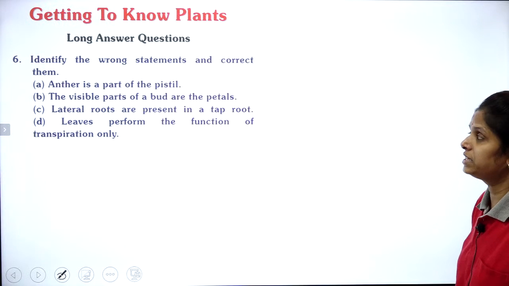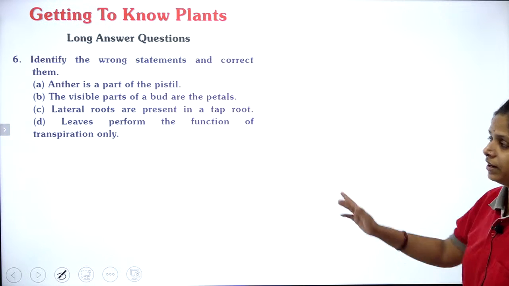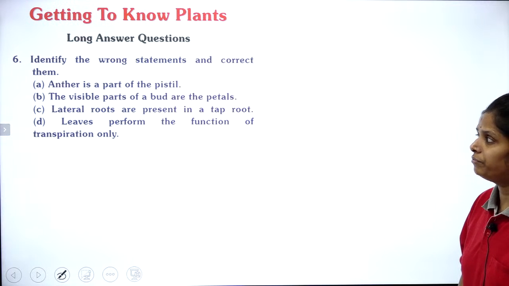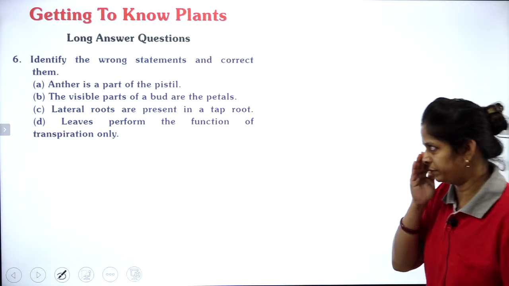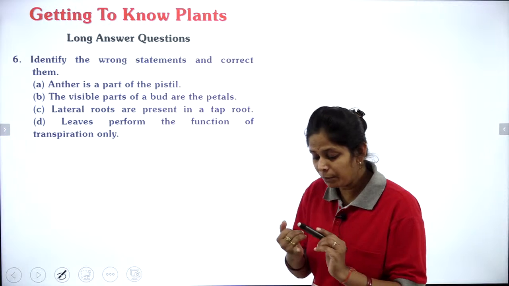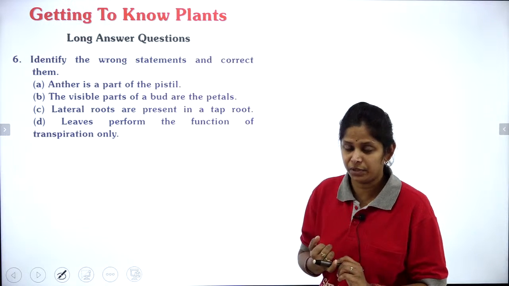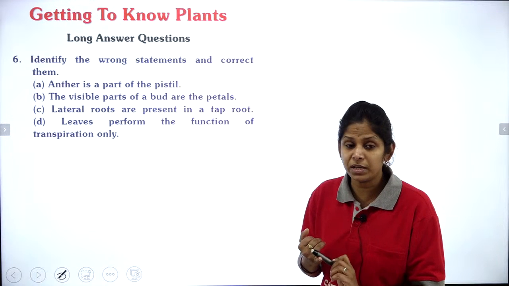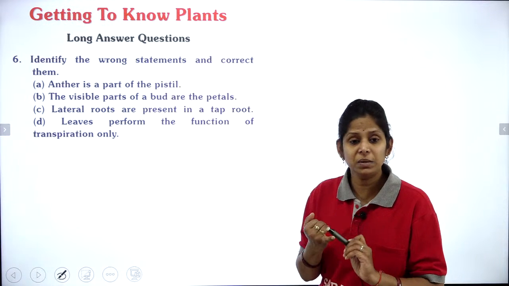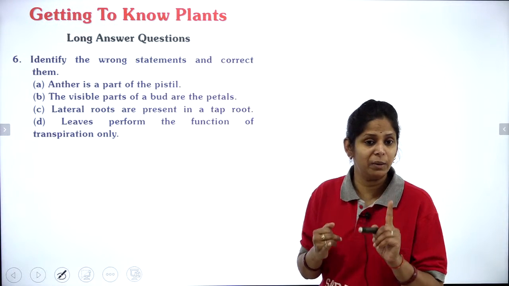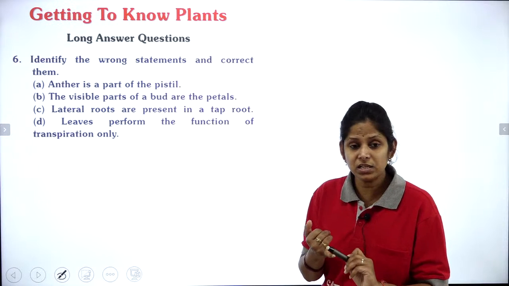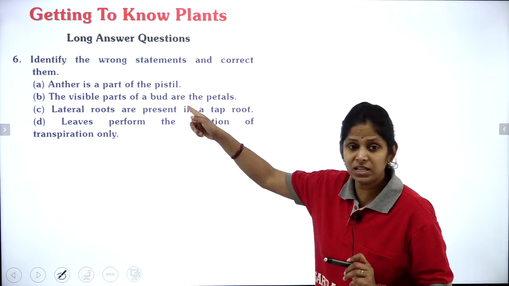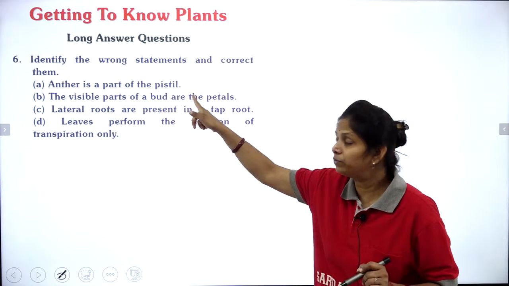Identify the wrong statements and correct them. First, anther is a part of the pistil. What do you think about this one? I told you about the male and female reproductive systems. The male reproductive system is the stamen and the female reproductive system is the pistil. The stamen consists of two parts, filament and anther, and the pistil consists of three parts, stigma, style and ovary. So you can see here, anther is not part of the pistil.